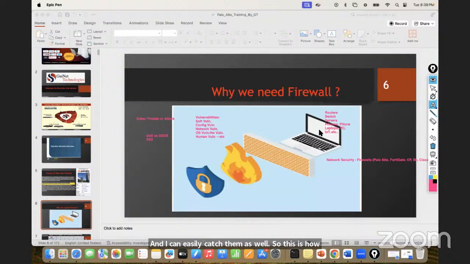But the major challenge happens when these devices want to communicate over the internet. Then there is a problem. It means a laptop wants to communicate with google.com, right?